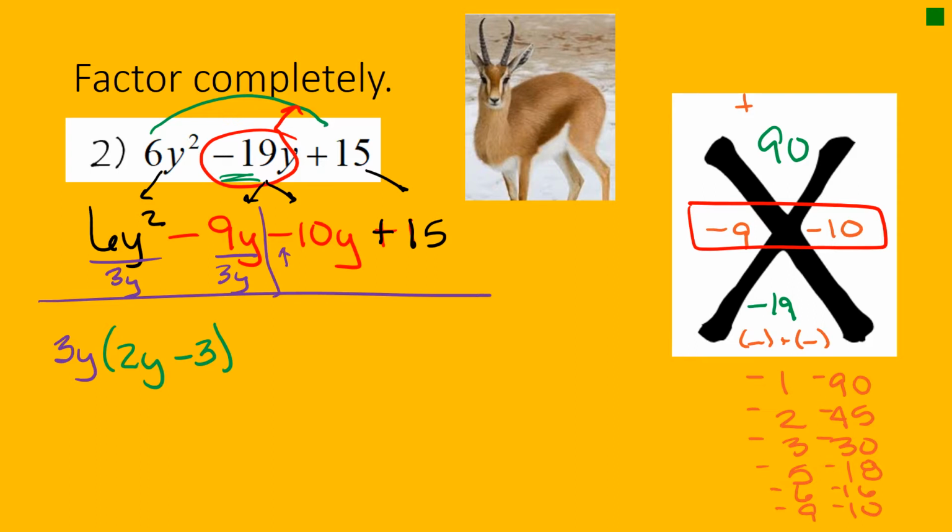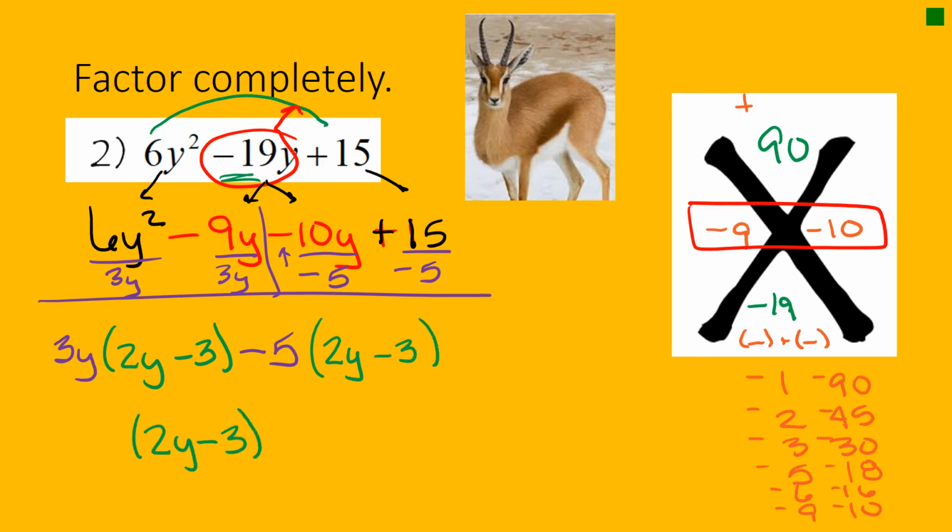This is negative, which means I have to take out a negative. They both have a 5 in common, so I'm going to take out negative 5. When I divide by negative 5, negative 10 divided by negative 5 is a positive 2y. 15 divided by negative 5 is a negative 3, giving me my final factored form of 2y minus 3 times the quantity, 3y minus 5. And you can go either way, honestly. I don't care which one you put first.